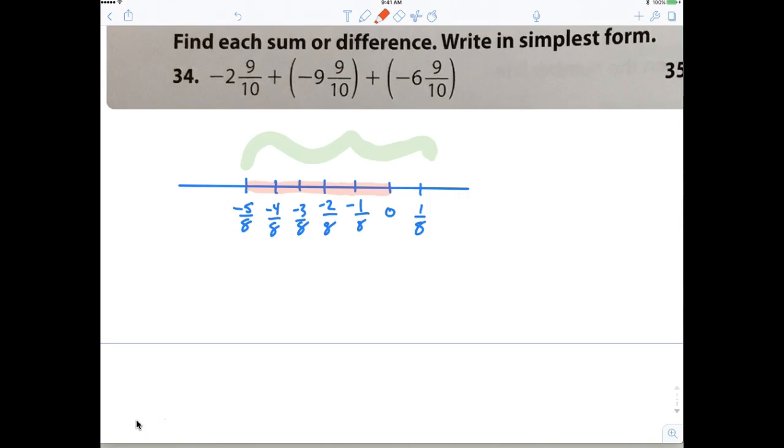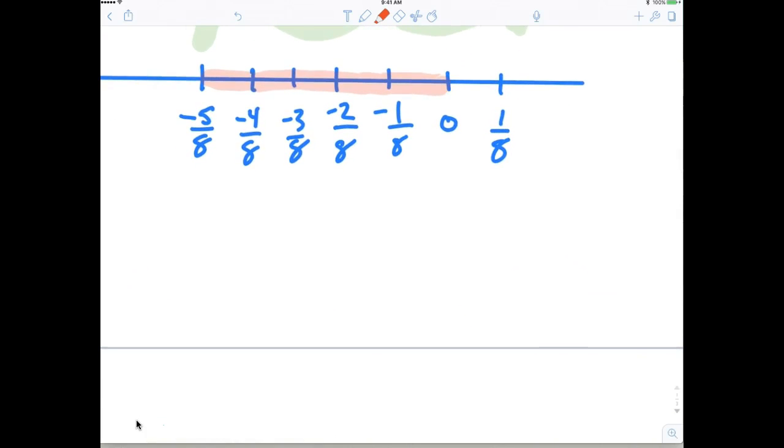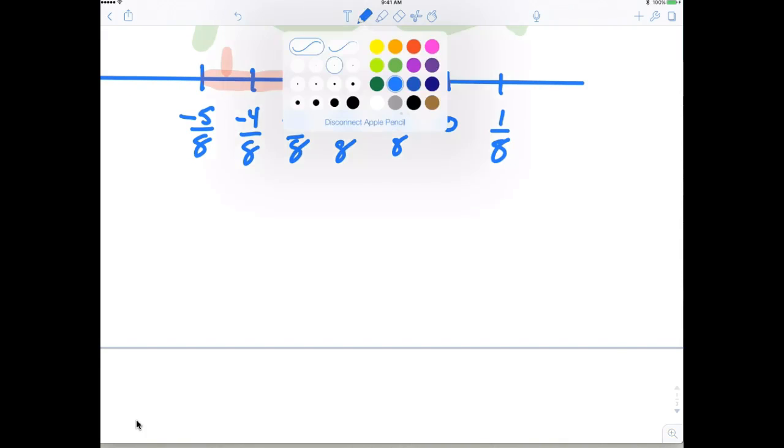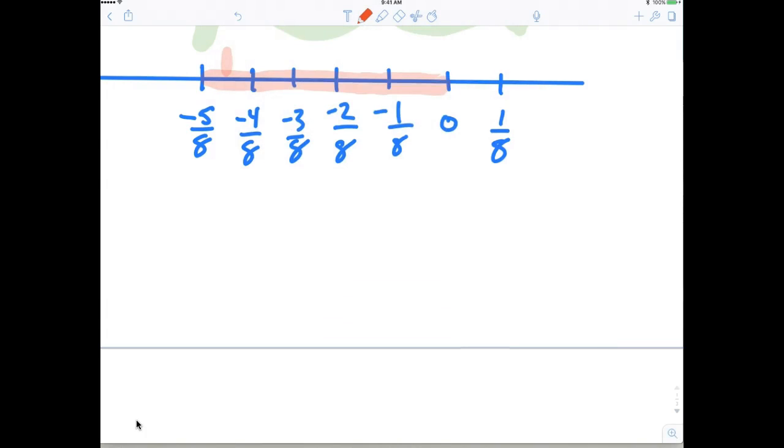5/8. Yes, but I like what you said, 5. So I'm going to go ahead and show you this. The distance from here to here is 1 tick mark, or 1 unit, right? And this is 1 unit, this is 1 unit, 1 unit, 1 unit, 1 unit, right? So I've moved how many units?